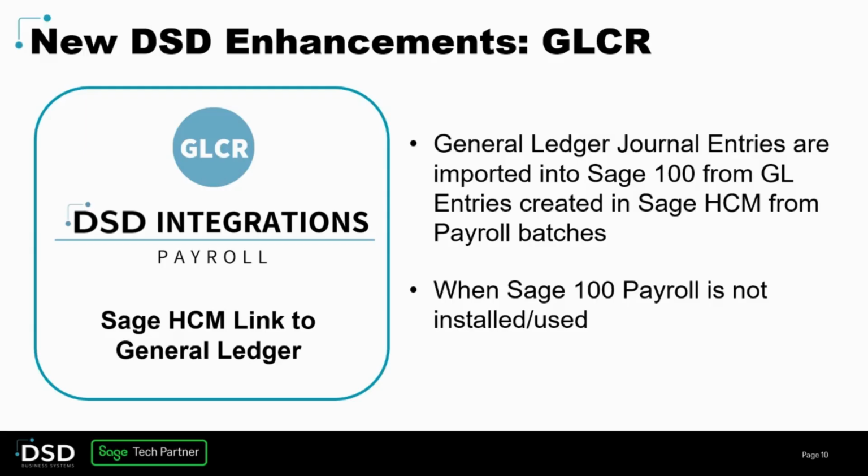So they will create their payroll transactions in Sage HCM, which then generates General Ledger postings. And with this enhancement, you can then download those postings directly into Sage 100 General Journal entry.